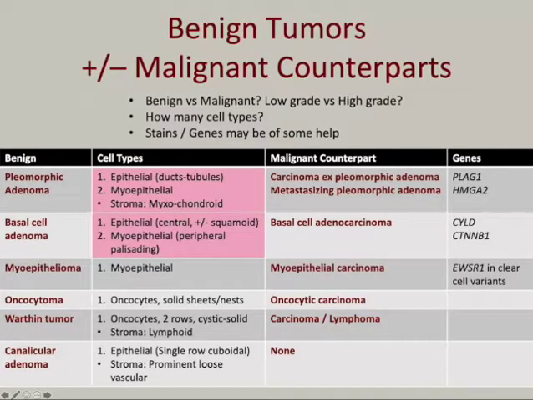I will give you two different charts for salivary. One is the benign tumors with the malignant counterparts, and the second chart is just those that are malignant with no benign counterpart. I've also listed the number of cell types because that always is helpful for me in identifying salivary gland neoplasms. How many cell types does it have, and what are the potential genetic aberrations? I'm not going to go over the gene aberrations, they're just listed here for you.